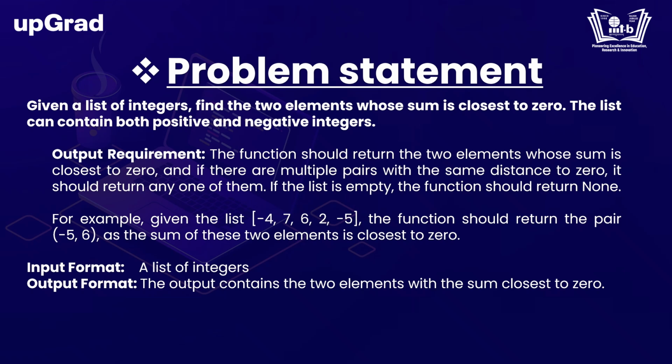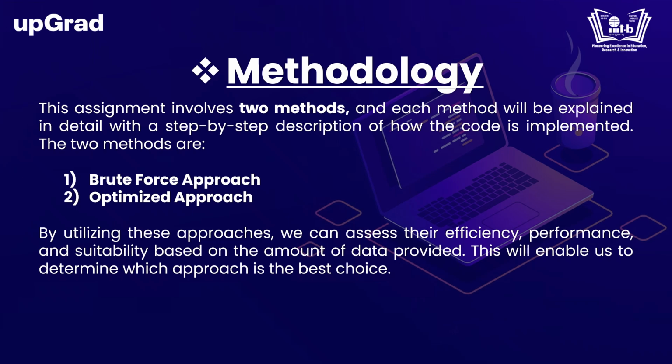For example, given the list -4, 7, 6, 2, -5, the function should return the pair -5 and 6, as the sum of these two elements is closest to 0. I have included two methodologies: one is the brute force approach and the second one is the optimized approach.